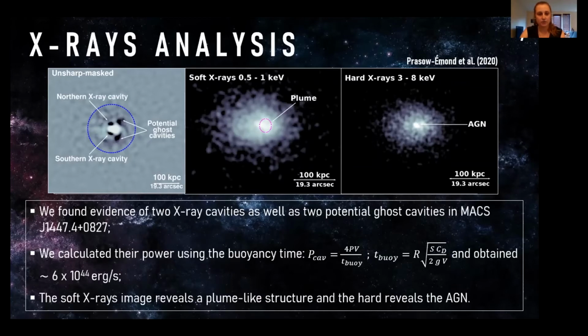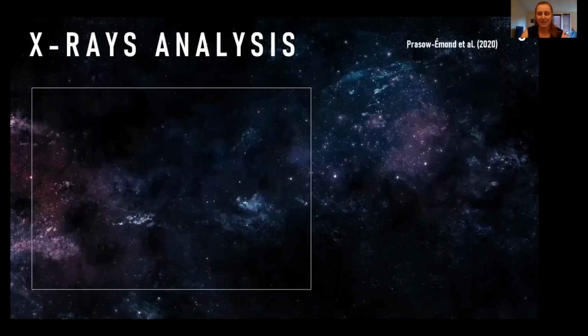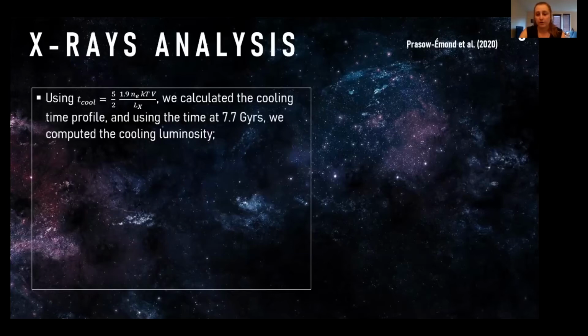Okay, so now let's come back to the power of the cavity. As I said, the question is: is there enough energy to preheat the intracluster medium? To find this, we calculate the cooling time profile. The cooling time is the time it takes the gas, just a bunch of gas, to completely cool down. And using the time at 7.7 gigayears, we computed the cooling luminosity.